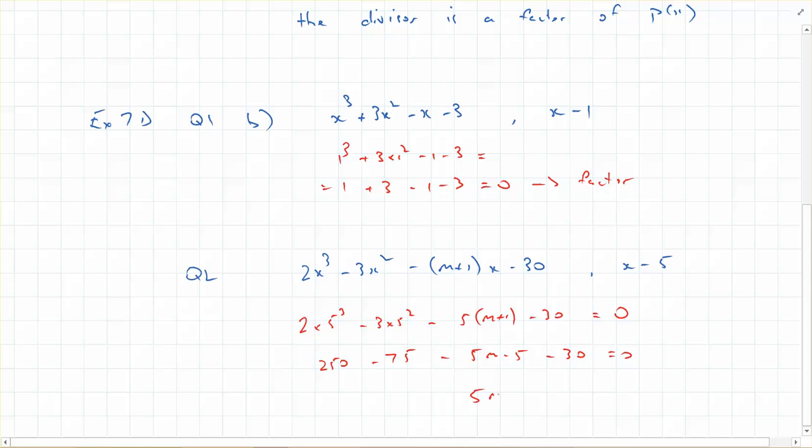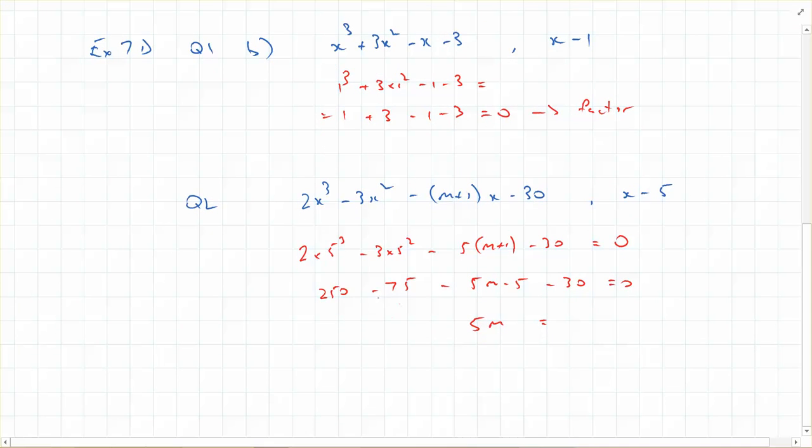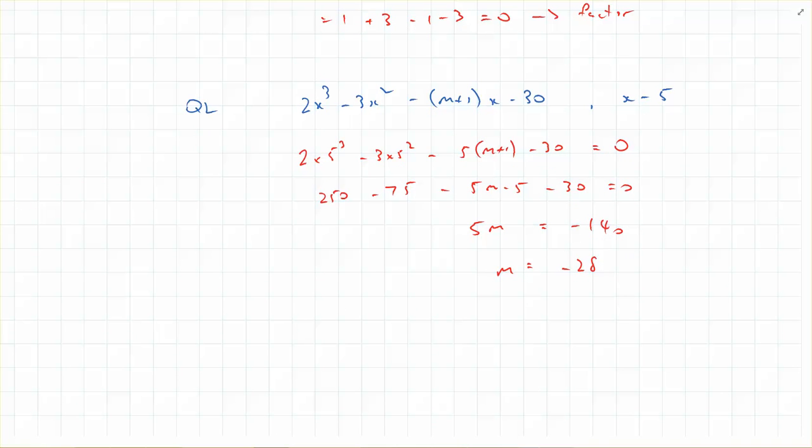So from all this we get 5m equals 250 minus 75, 175, 170, 140, I think I got out of that. So minus 140, so m, if I've got my arithmetic right, will be equal to minus 28. So you can do the same for question 2. And then question 3, I think I'm just getting you to do A and B.